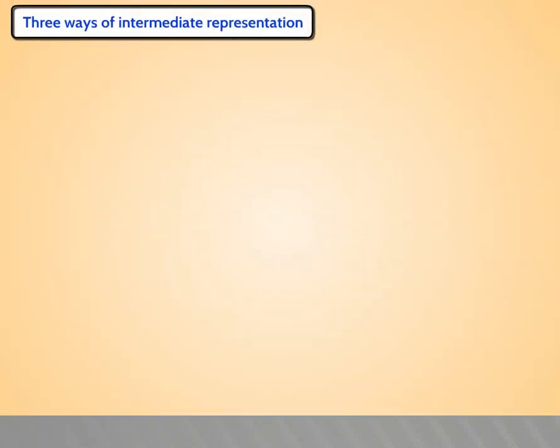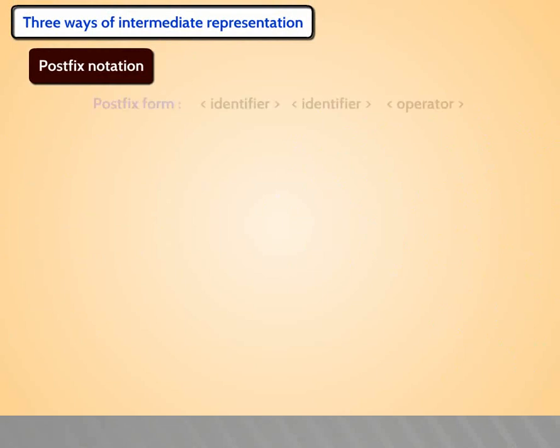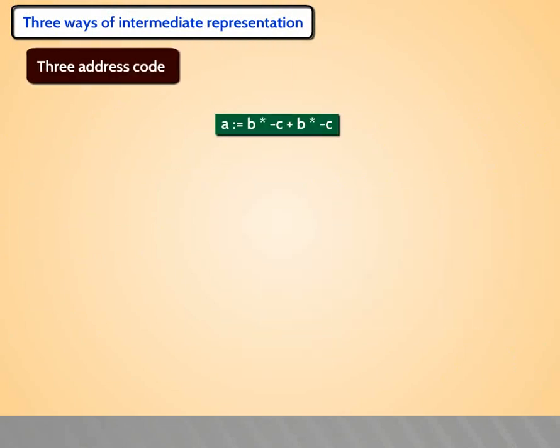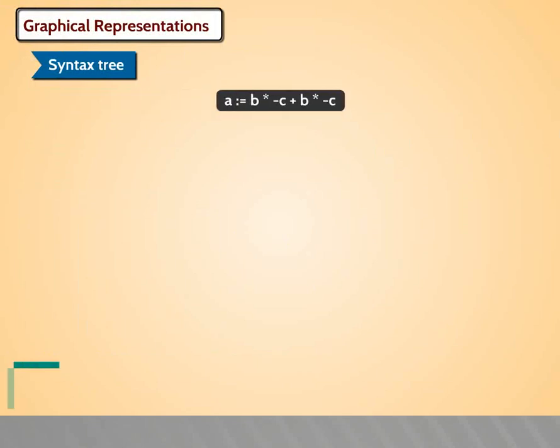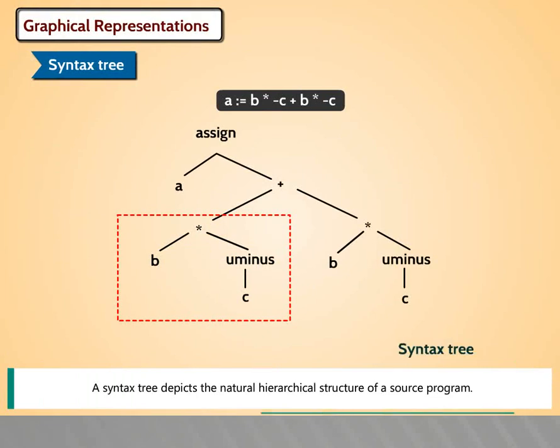Three ways of intermediate representation: syntax tree, postfix notation, three address code. Graphical representations. Syntax tree. A syntax tree depicts the natural hierarchical structure of a source program.